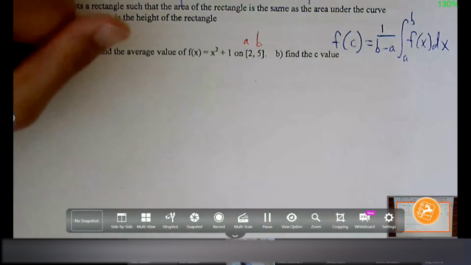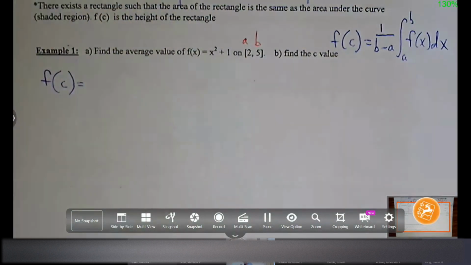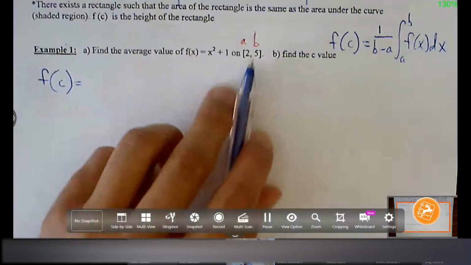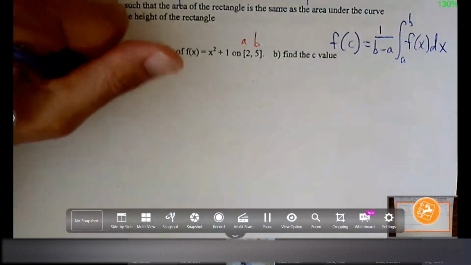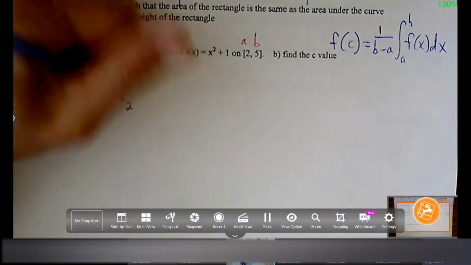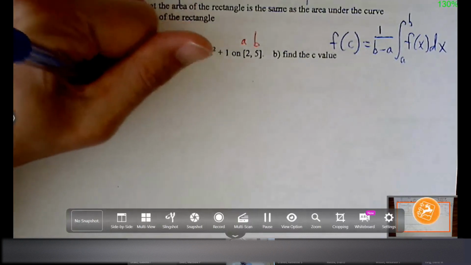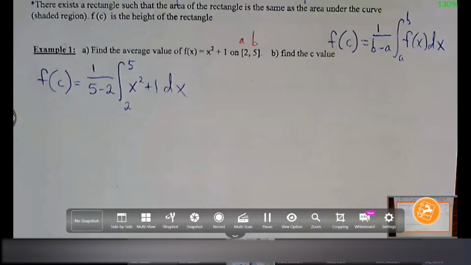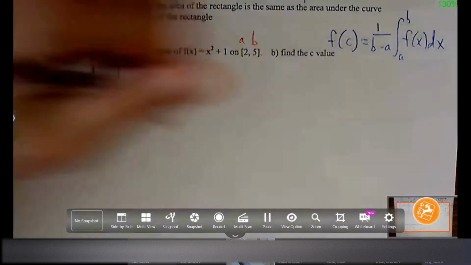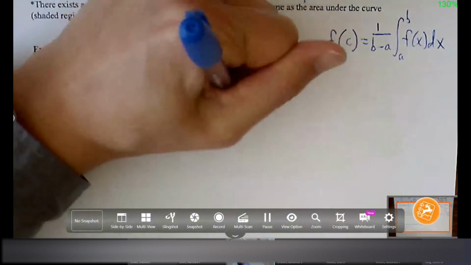Okay, f of c equals 1 over b minus a, 1 over 5 minus 2. Okay, are we good so far? Yeah, I'm just making my substitutions, right? Okay, what does that 1 over 5 minus 2 clean up to be? 1/3.